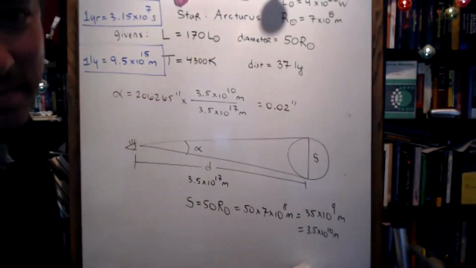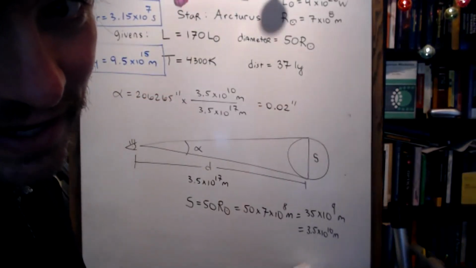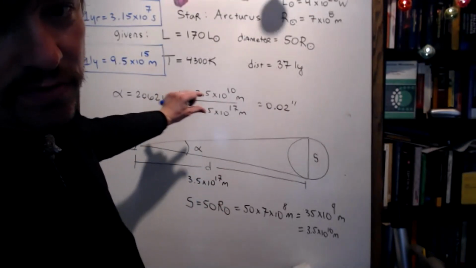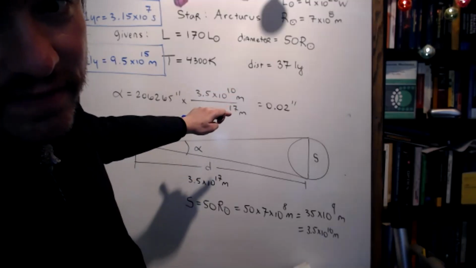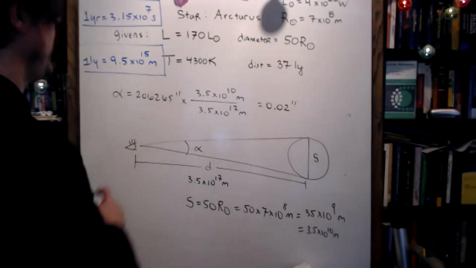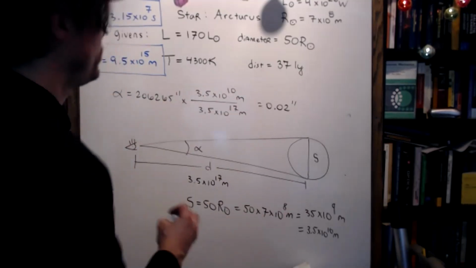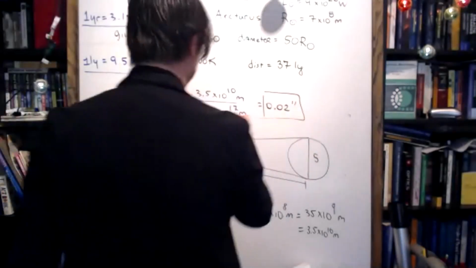Did you guys see how I did that in my head? I probably lost you there, didn't I? 3.5 cancels with 3.5. 10 minus 17 is minus 7. So I just went back 1, 2, 3. Or plug it into your calculator, whatever. 0.02 arc seconds.